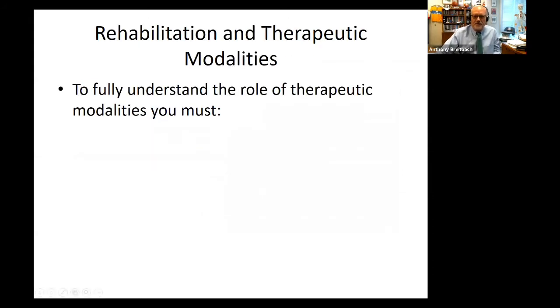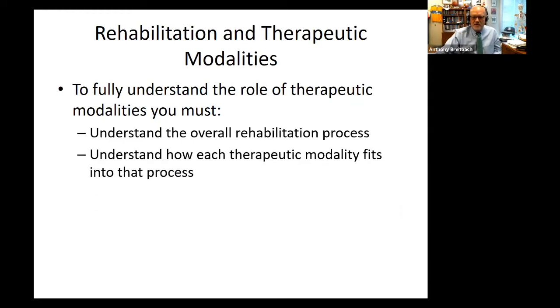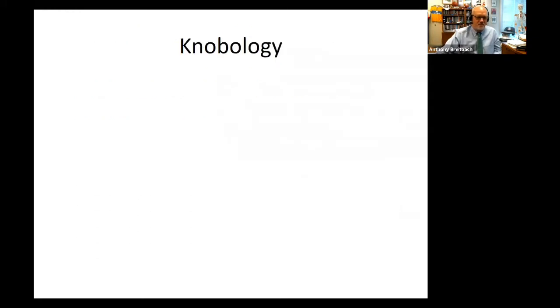To fully understand the role of therapeutic modalities, you must understand the overall rehabilitation process. Therapeutic modalities are a tool, they are not a means to an end. So if someone goes in to get a treatment and all they do is get stim and ice or an ultrasound treatment, they are not getting the full benefit of the knowledge of the clinician that's taking care of them. You need to understand how the modalities fit in this process.